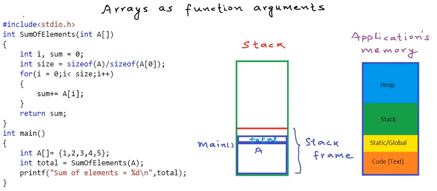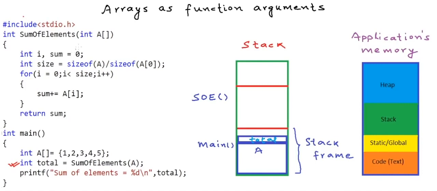Now when the program execution reaches this particular line where we make a call to sum of elements, the execution of main is paused and another stack frame is allocated to execute the function sum of elements. We have talked about this call stack growth and function execution a number of times in our previous lessons.